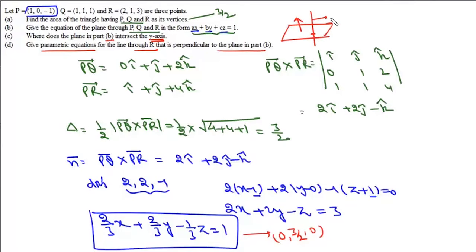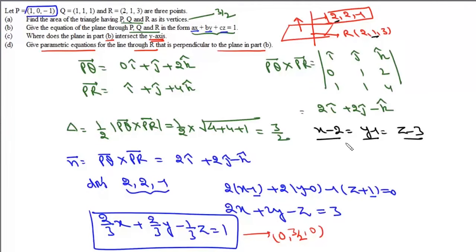So direction ratios of this line will be same as direction ratios of the normal, which is simply 2, 2 and minus 1. So once we have direction ratios and we have this point R, which is (2, 1, 3), we can write this equation as (x minus 2), (y minus 1), (z minus 3) upon, now direction ratios, they are 2, 2 and minus 1.